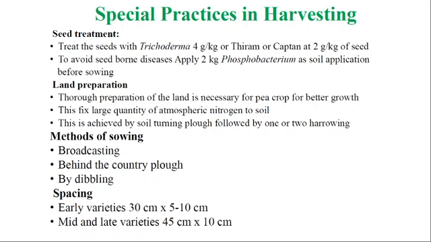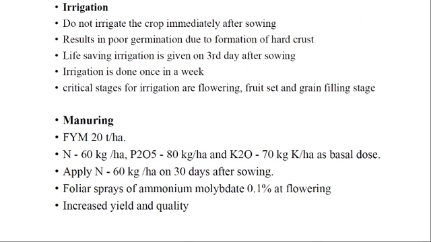The spacing between the two seedlings for the early variety is 30 centimeter by 5 to 10 centimeter. We will simply say 30 centimeter by 10 centimeter, or for the mid and the late variety, 45 centimeter by 10 centimeter spacing is required.